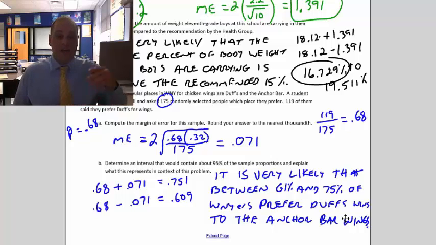It is very likely that between 61% and 75% of Western New Yorkers prefer Duff's wings to Anchor Bar wings. We're not going to say it's 68%. That was just our sample, right? But margin of error based on our sample size is only 7%. So go 7% above and 7% below. 0.071 is 7%. All right, so within 7% of 68, so from 61 to 75, we can tell that it's very likely that somewhere in there is the percentage of people that prefer Duff's to Anchor Bar.